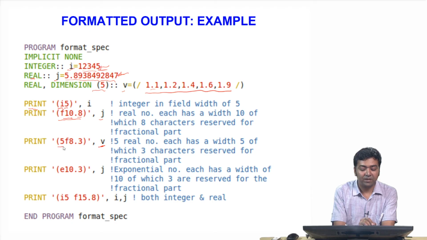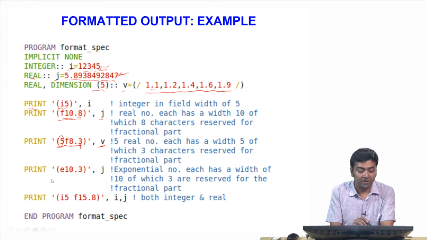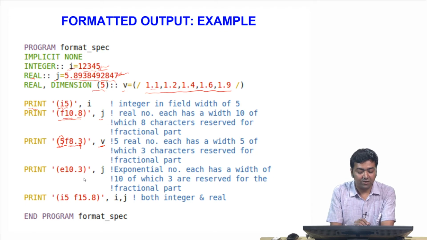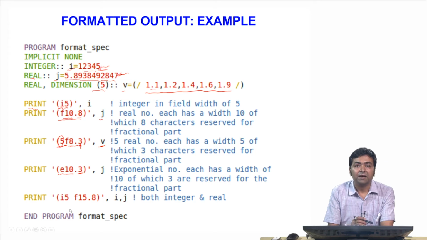So, basically first I tell how many numbers I want to print. That is 5, which tells the code that I have to print 5 numbers. Then I say that it is a real number with this f, and then for each such number I store 8 places, out of which 3 places are after the decimal. Similarly, I want to write the same number j in the form of an exponential number, and that is why I have used e in the format statement. Again, I store 10 places for the number, out of which 3 places will be used for the fractional part.